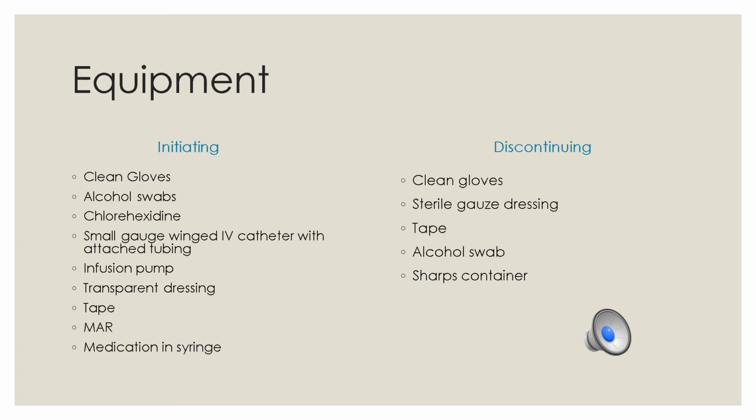These are the supplies that you need for initiating a continuous subcutaneous medication. You need clean gloves, alcohol swabs or chlorhexidine to clean the site, a small gauge wing IV catheter with attached tubing, an infusion pump, a dressing, a tape. You need your MAR, and you need the medication and a syringe. And typically those syringes do come pre-filled from the pharmacy.